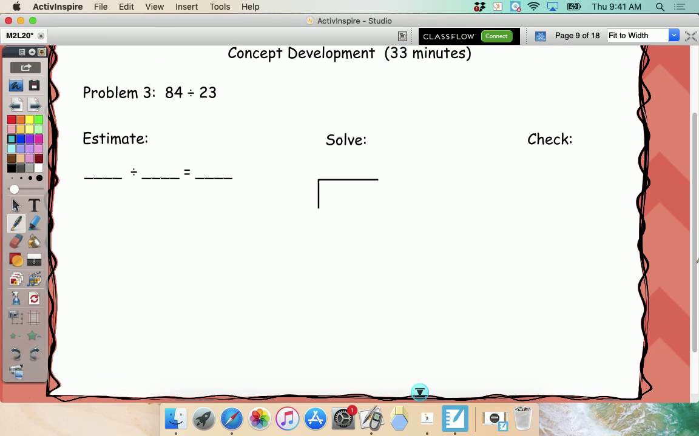Okay, write the problem. Now we have to make a decision. Should we round the divisor or should we keep it? Keep it, okay? So not everyone's going to always agree on this, but I agree with you today, okay? So can you skip count by 23s? Yeah. You're going to do by 3s in the 1s column and by 2s in the 10s column, okay?